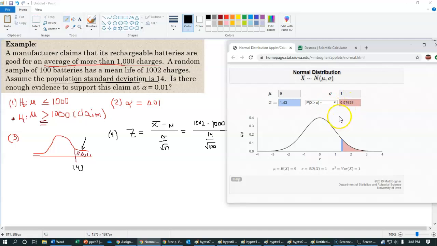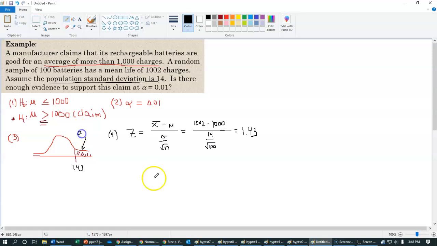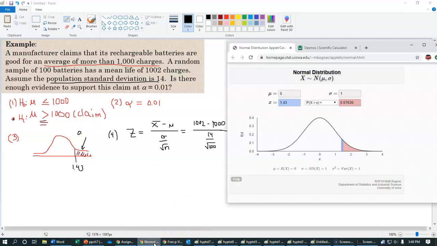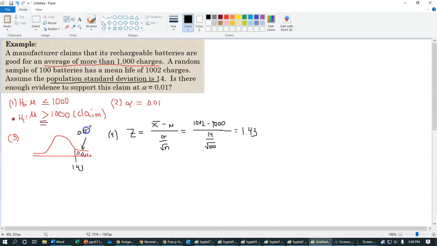I'm going to round to 4 decimal places, so it will be 0. Oops, I missed that one. Let me look at it again. 0.0764, and that's step number 5. The p-value. What is the p-value? How much is shaded in the tail? So 0.0764. And I did step number 5.